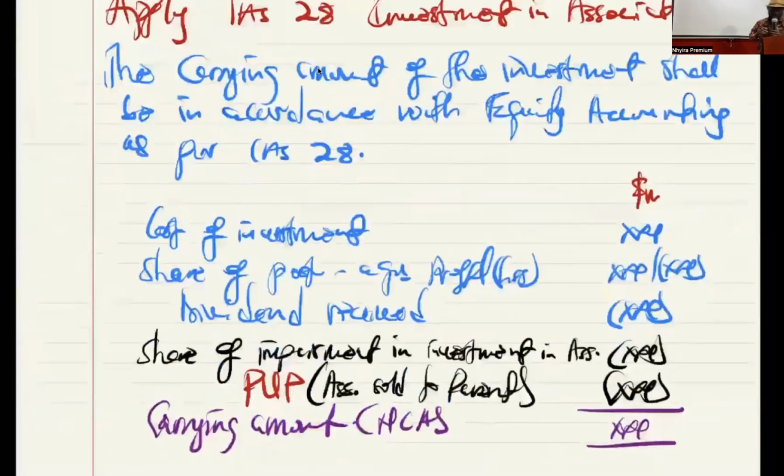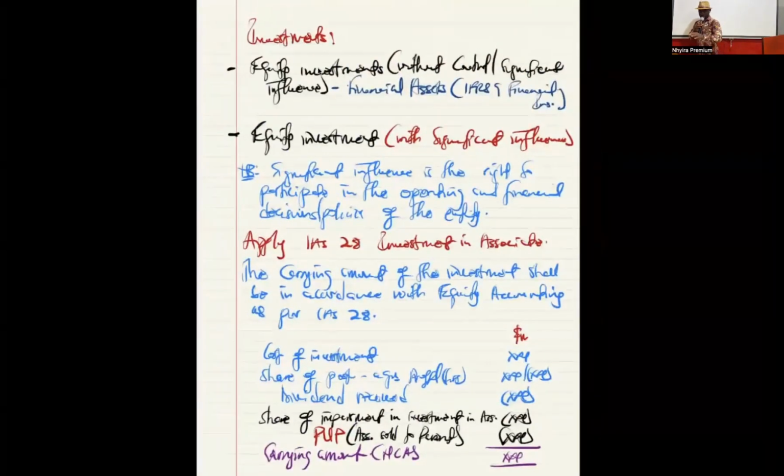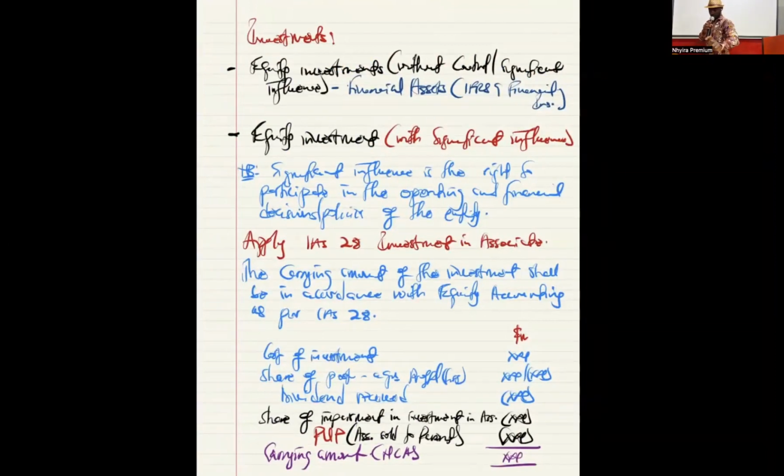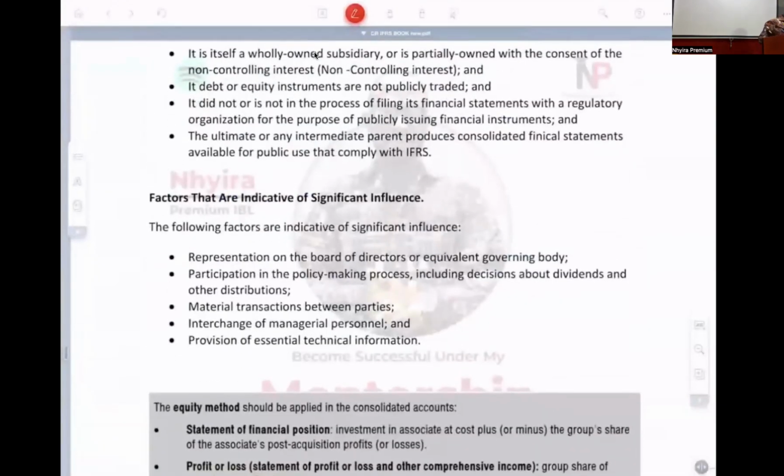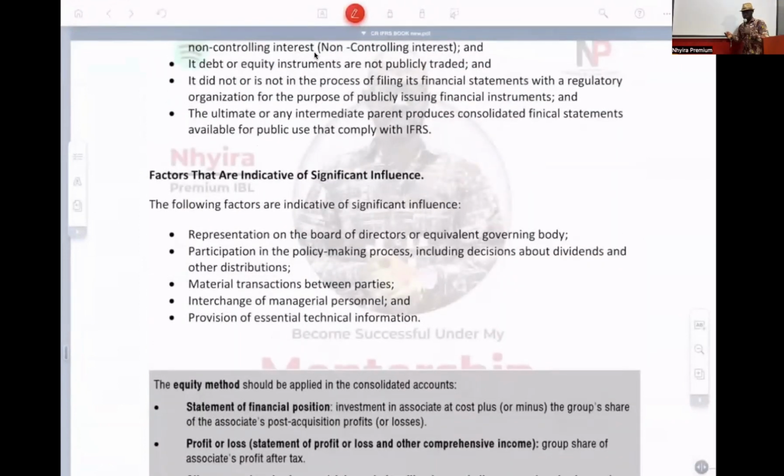And that is the idea about applying equity accounting on our second type of investment when we get significant influence. So the question we ask ourselves is, what are the things which will indicate that we have a significant influence? So I'm going to be going back into my slide. Those of you with the book, you'll be able to see this in the consolidated financial statement chapter. So number one, factors that are indicative of significant influence.